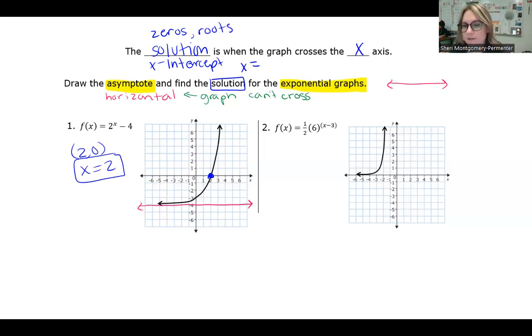For the next graph, is it shifted up or down at all? It's like +0 at the end. There's no number at the end. So my asymptote is going to be at 0. So where does my graph cross the x-axis? Never, because it's never going to cross that asymptote. So there's no solution.